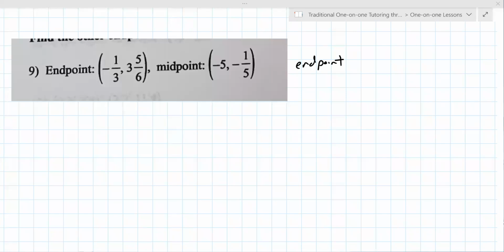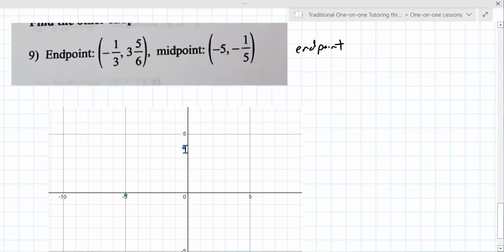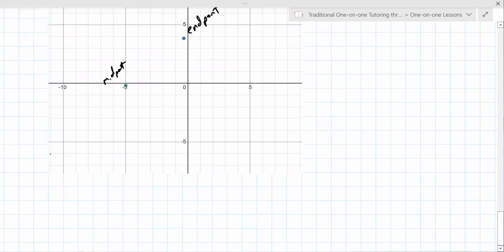All right, so here's a picture of what we've got. So this first coordinate here is an endpoint, and this other coordinate is the midpoint. So I think you can roughly see that the other endpoint is somewhere over to the right here. I'm sorry, to the left. Would you agree with that?